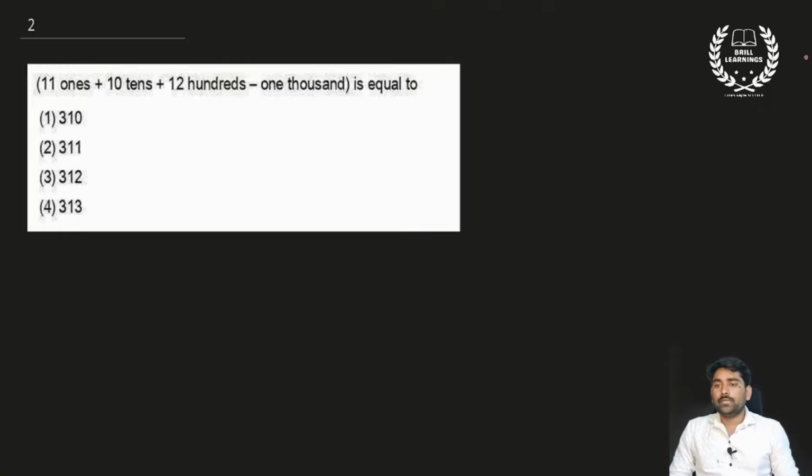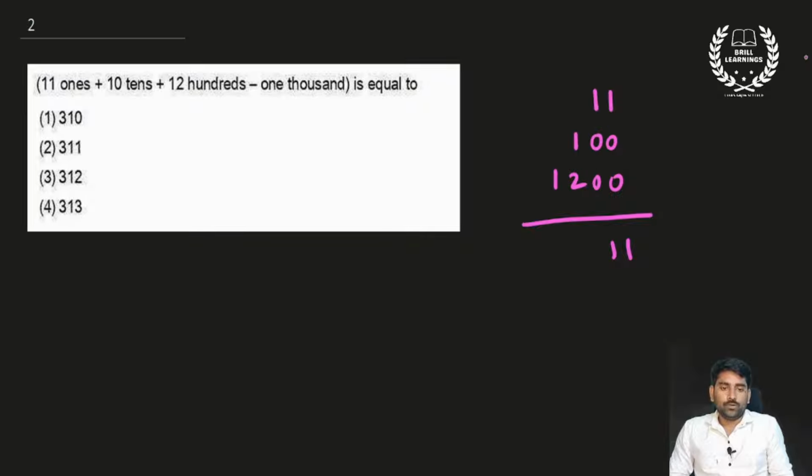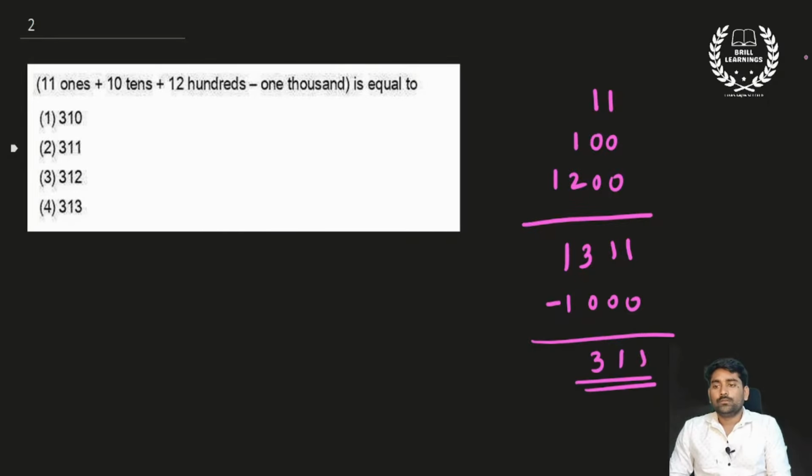Let's move on to the next question. 11 ones plus 10 tens plus 12 hundreds. First 11 ones means 11 only. 10 tens, it will give us 100. 12 hundreds, 12 into 100 means 1200. First add up all these values, 1311. Now 1000 should be subtracted from this. So subtract that 1000. You are left with 311. Second one is the answer.